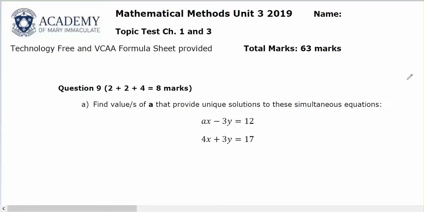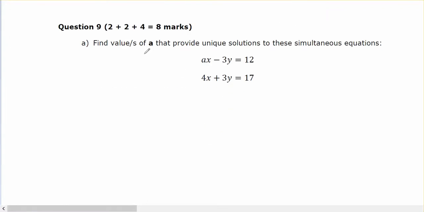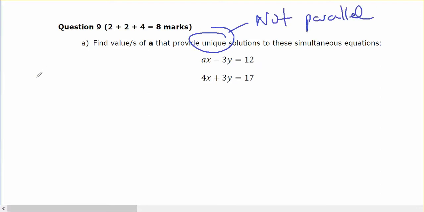Okay, question number 9. Simultaneous equations. Find the values of A that produce unique solutions, therefore not parallel. And I'm going to use the determinant not equal to 0.